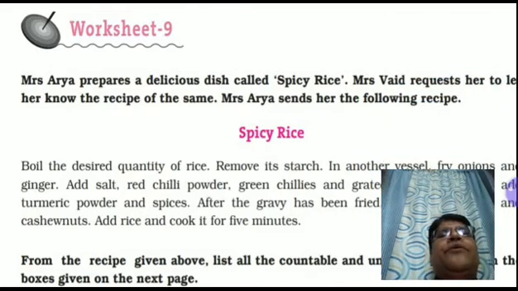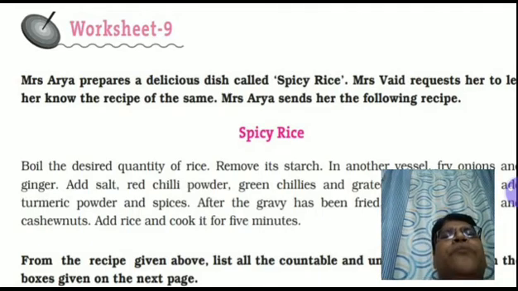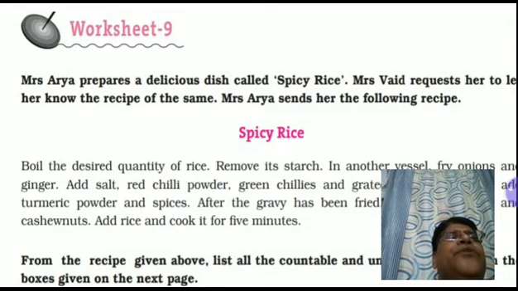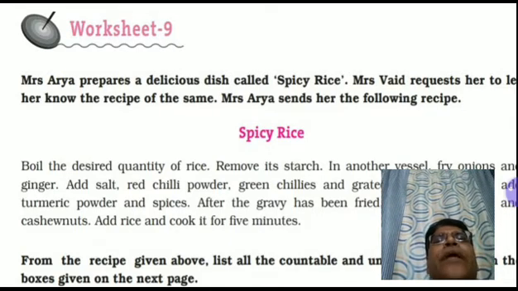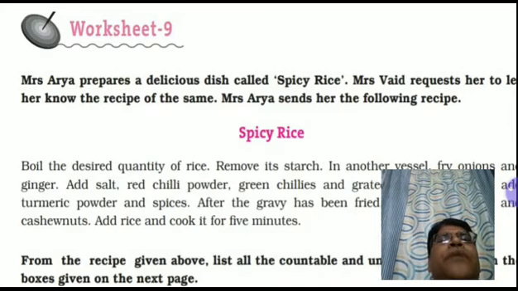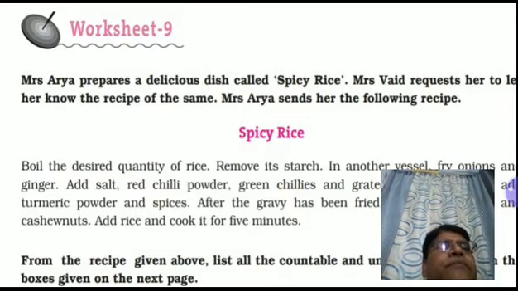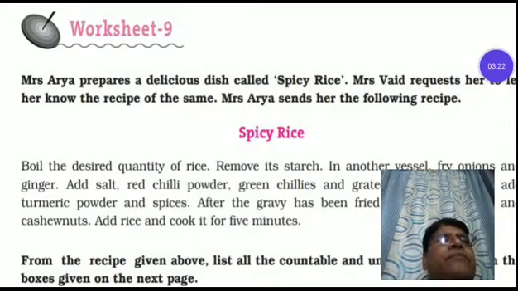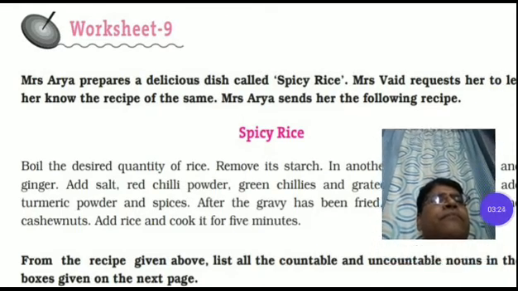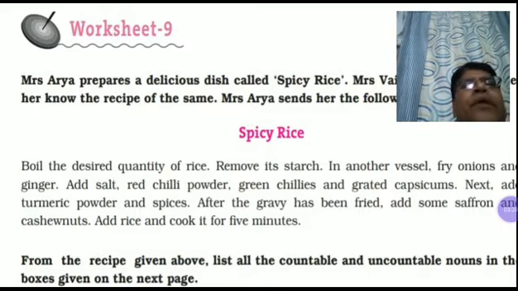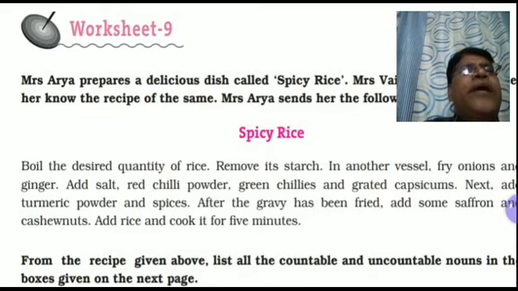Now come to worksheet 9. Mrs. Arya prepares a delicious dish called spicy rice. Mrs. Baid requests her to let her know the recipe of the same. Mrs. Arya sends her the following recipe. Now look at spicy rice.